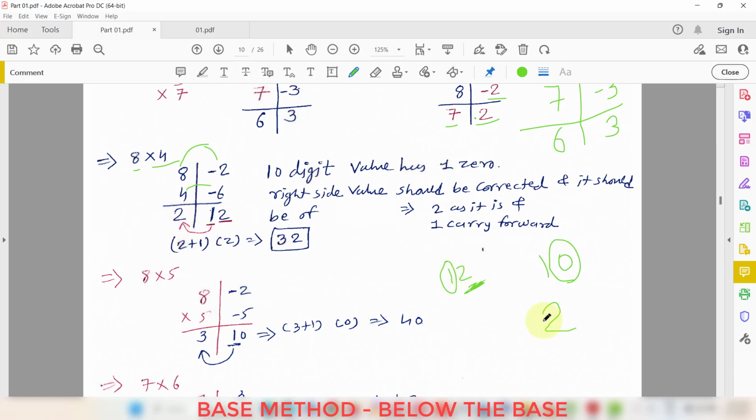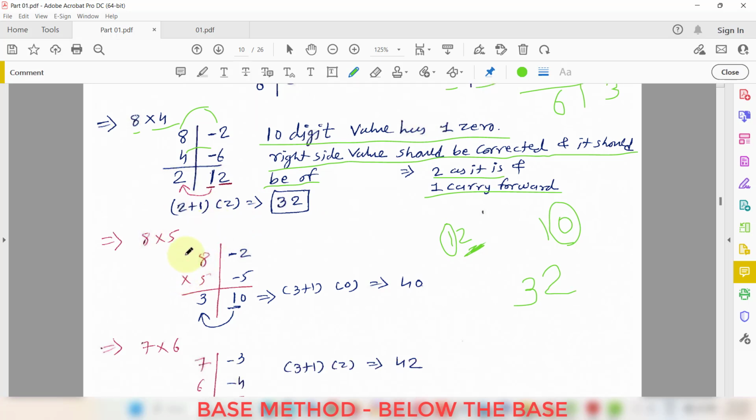So 1 plus 2, that is 3. So our answer should be 32. Let me explain you again. Here the tens digit has a 1. So the right side should be corrected and it should be 2 as it is, and 1 should be carried forward. So 2 as it is and 1 should be carried forward.